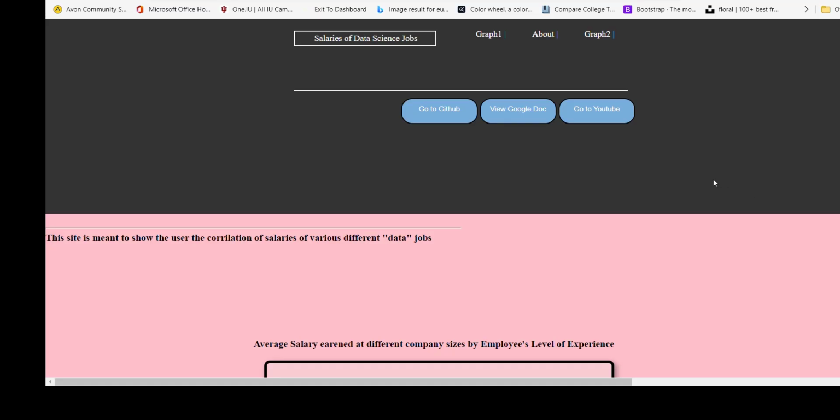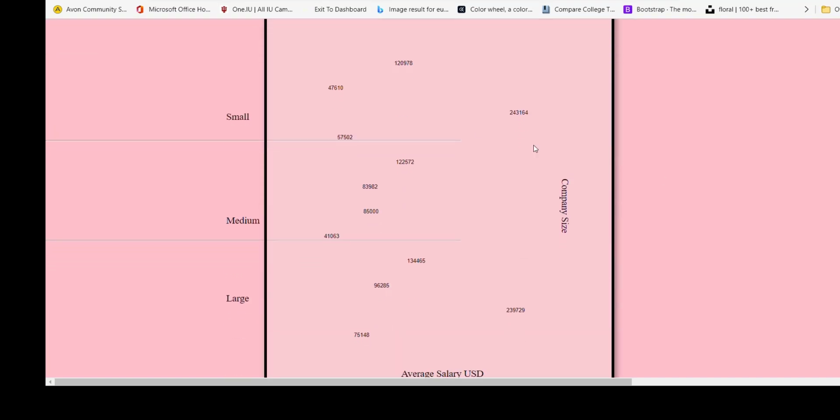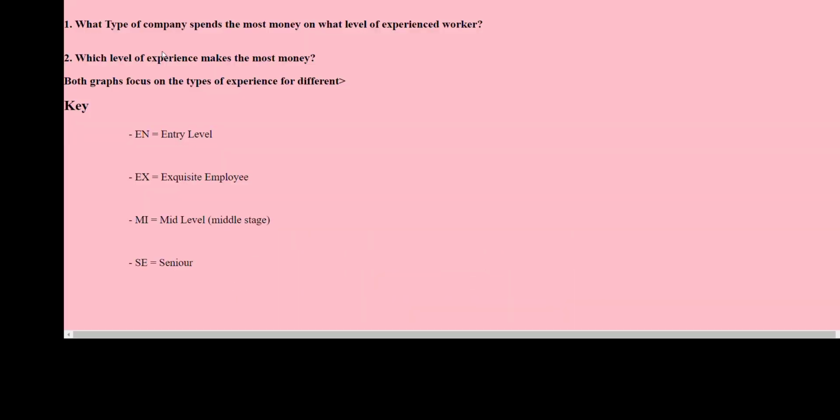So this is a site that I've created with D3, and we'll be looking at bar charts to show the ease of access to understanding the average salary that was earned. I've taken all the salaries from the database and I have put them into averages. So this particular graph has a list of all the averages from small companies, medium companies, and large companies that were listed on the database.